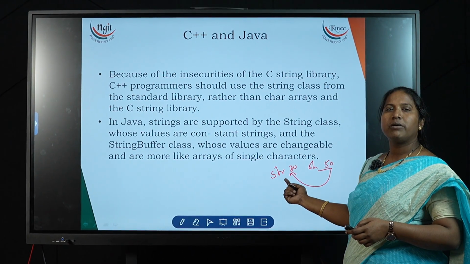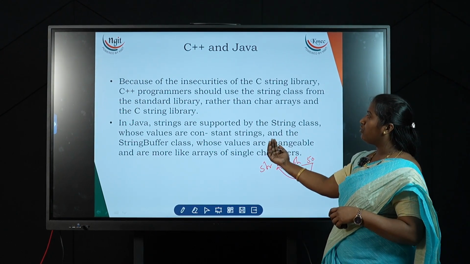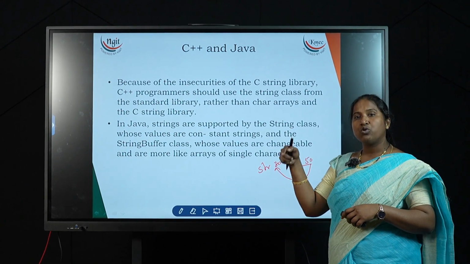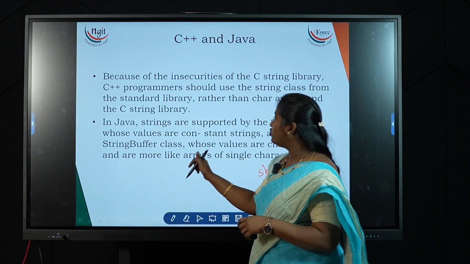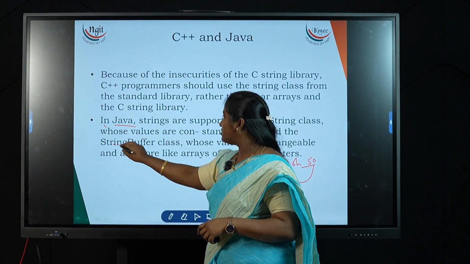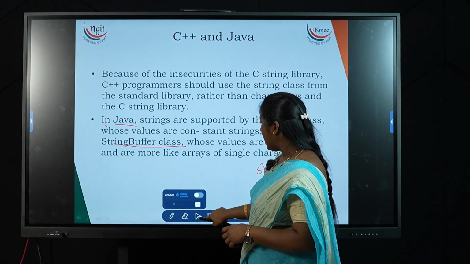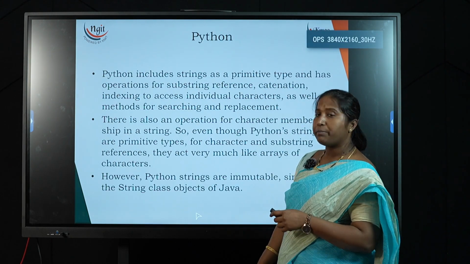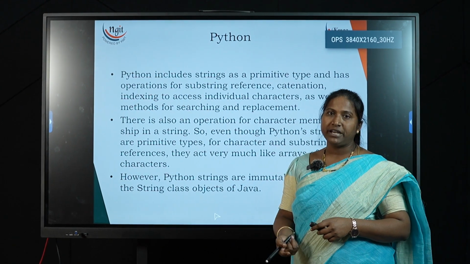So it is an insecurity, or a drawback, of C-based languages, and that's why we go for other kinds of languages that support string as a primitive type. They use classes to do all these kinds of operations. In Java, we use the StringBuffer class to perform all kinds of string operations. And not only in Java, there are other programming languages, including Python, that take string as a primitive data type.